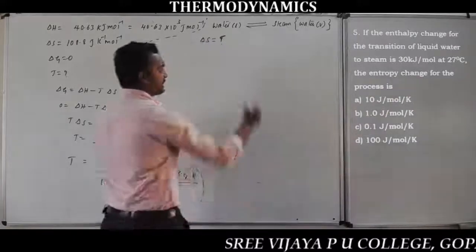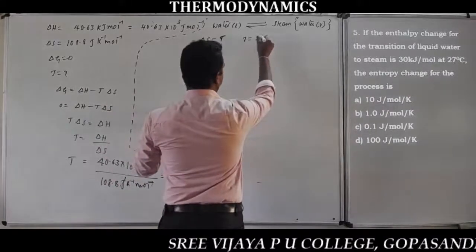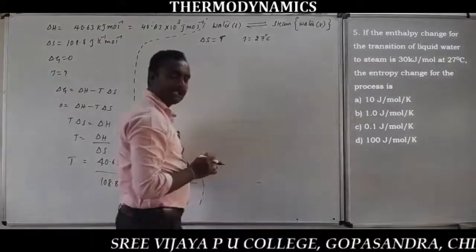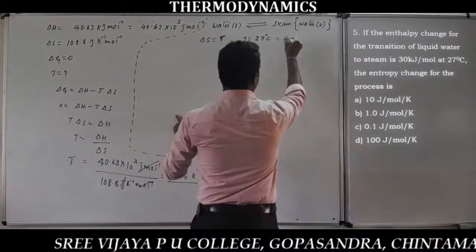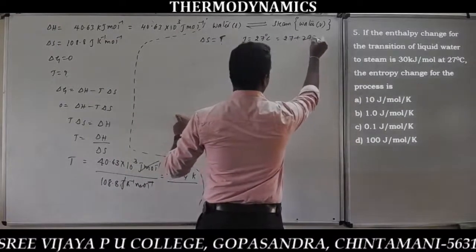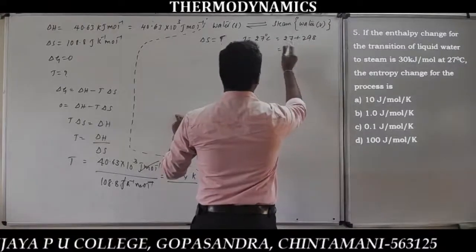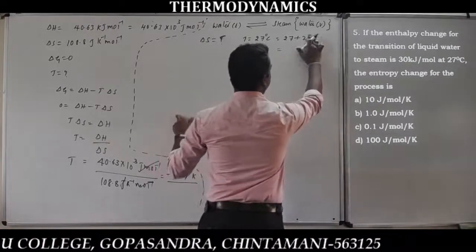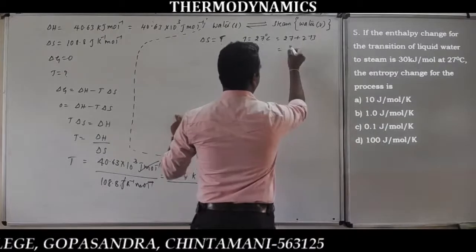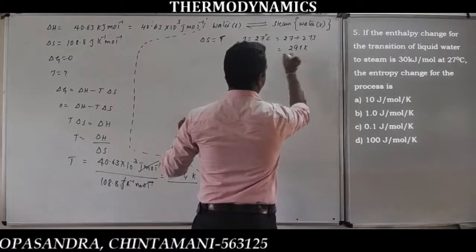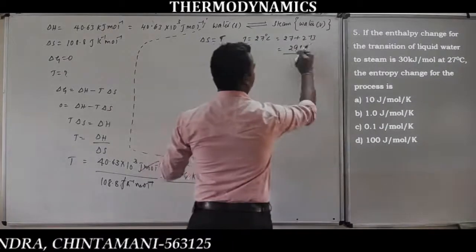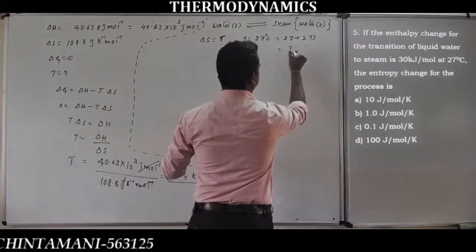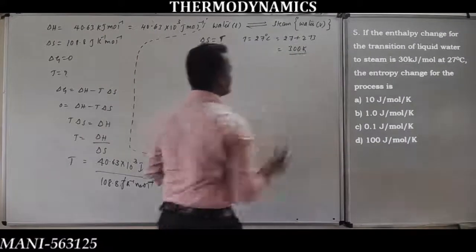What is the temperature given? Temperature T is equal to 27 degrees Celsius. Convert to Kelvin: 27 plus 273, sorry, 273. So how much does it come to? 300 Kelvin approximately. 300 Kelvin, that is the temperature.